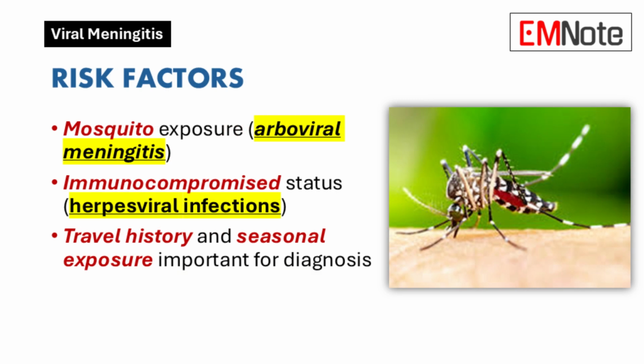Risk factors. A thorough history helps in identifying risk factors associated with specific viral pathogens. For example, exposure to mosquitoes can increase the risk of arboviral meningitis, while immunocompromised patients are more susceptible to herpes viral infections. Recent travel history and seasonal exposure can also provide clues to the causative virus. Understanding these risk factors guides the selection of diagnostic tests and aids in the early identification of potential complications.